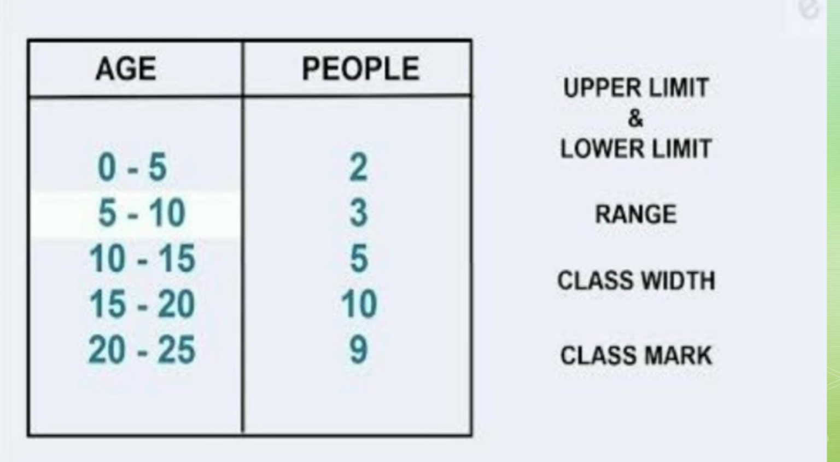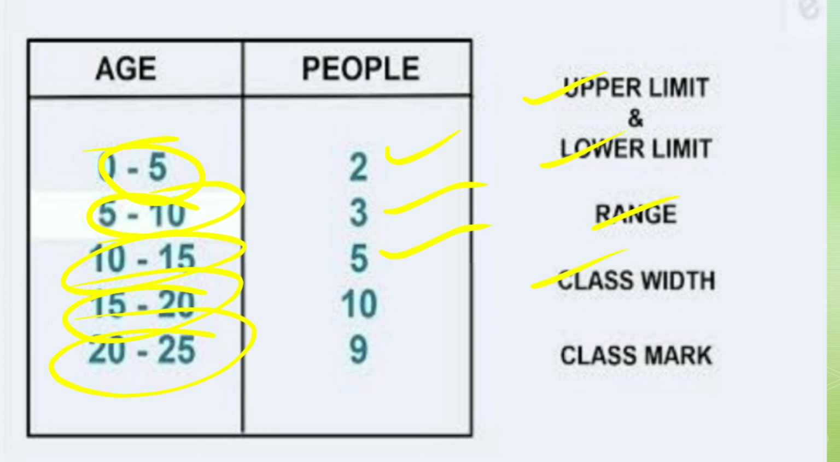What is the need of the group frequency distribution table? Suppose we are given a large collection of data, then it is efficient to characterize it in groups. As an example, how many people lie between the ages 0 to 5, 5 to 10, 10 to 15, 15 to 20, 20 to 25? Suppose 2 people lie in 1 to 5, 3 people in 5 to 10, and 5 people in 10 to 15. First we have to find the upper limit, lower limit, range, class width and class mark.